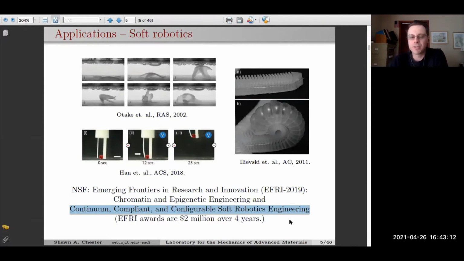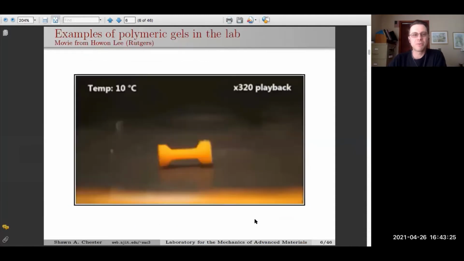And these awards are essentially $2 million over 4 years. They have multiple universities involved, and so it's a big deal. With soft robotics, there's real money behind it, and so that's one of the things that I really care about.